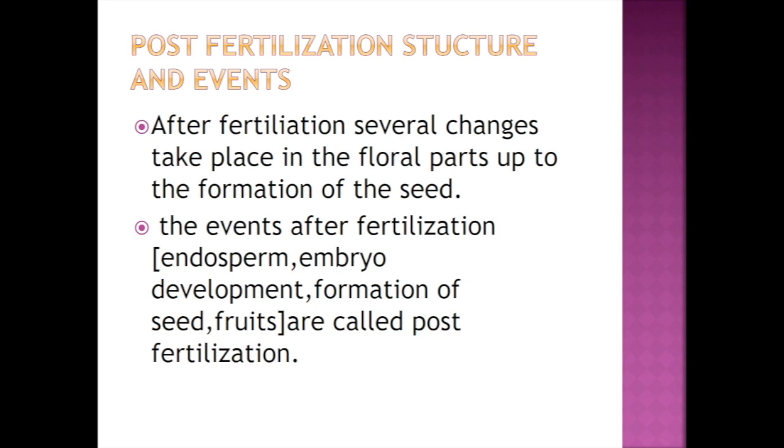So the events after fertilization, the endosperm, embryo development, formation of seed and fruits, are called post-fertilization. So, most important for this are the endosperm and embryo development. Another one is seed. Seed is of two types, dicot and monocot, and fruits. Some examples for parthenocarpy. Next one.